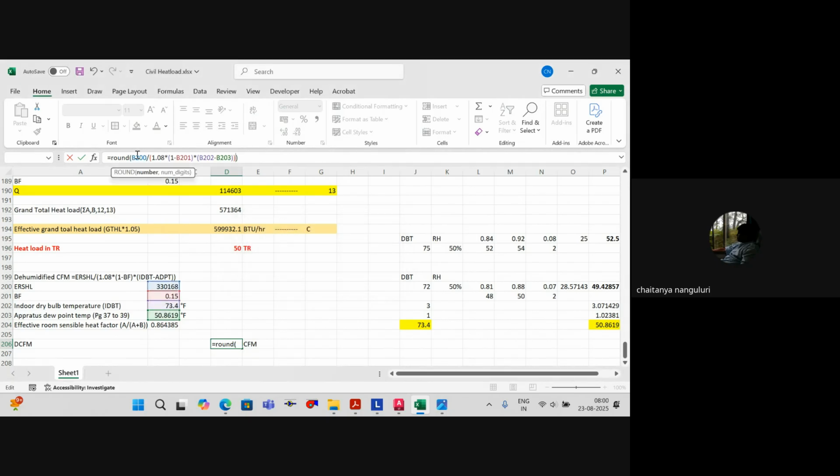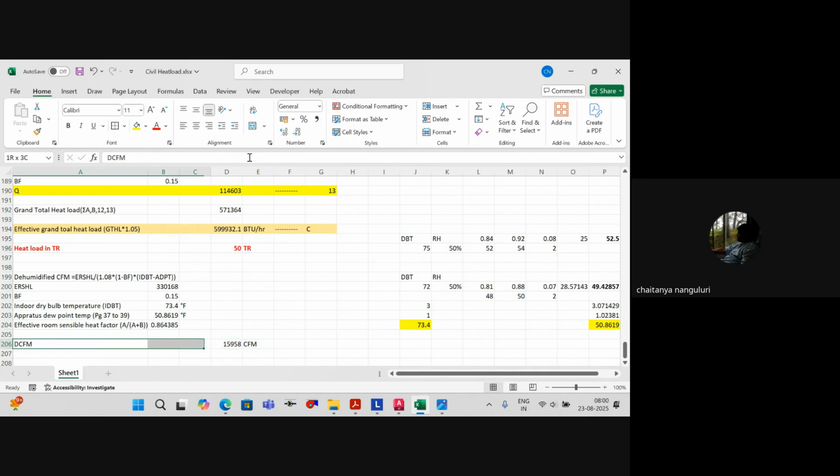I'm sorry, I didn't consider the arguments. So 15,958 CFM is what we'll require. You agree? So if we select an AHU, it should have around 15,958, meaning we'll take it around 16,000 CFM, no problem. 50 tons and 16,000 CFM is what we require for this particular area. Am I clear or not?